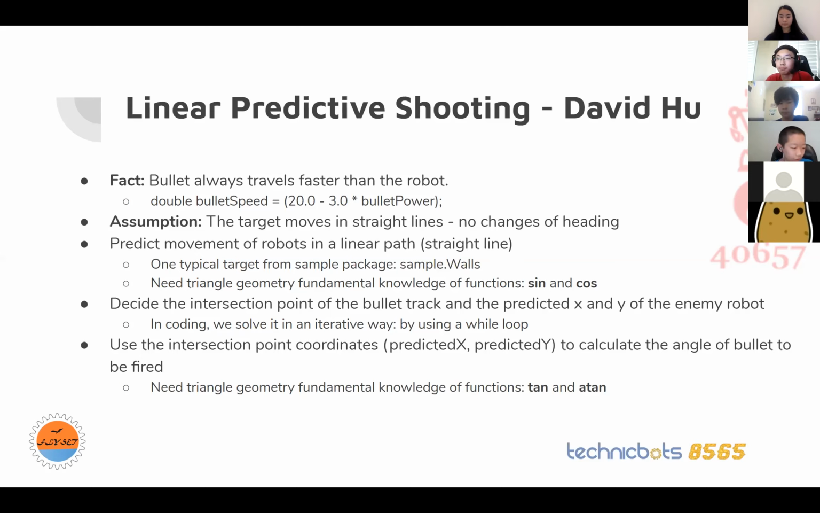We have to find the intersection point of the bullet and the predicted x and y coordinates of the robot. We do that by using a loop, a while loop. Once we do that, we're on to the third and final step. Since we know the coordinates of the robot and of the intersection point, we need to calculate the angle to fire the bullet. To do that, we use another trigonometry function called a tangent.